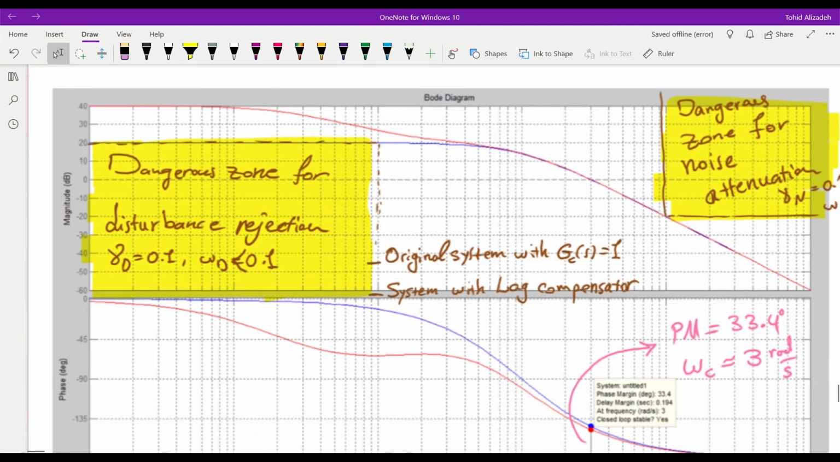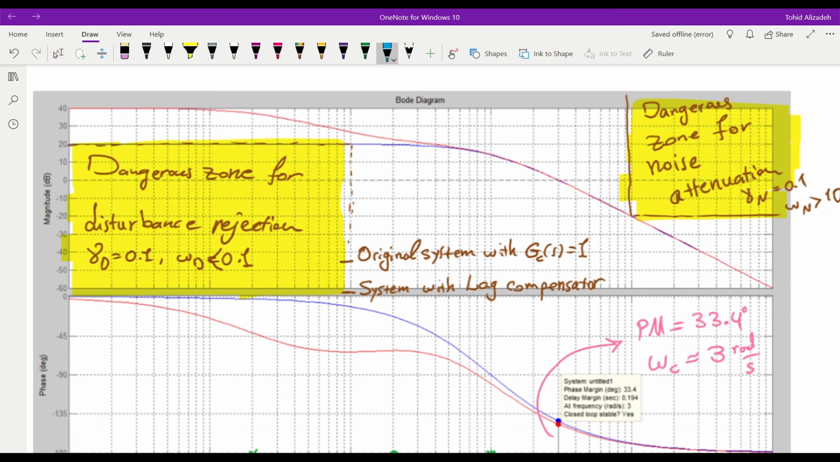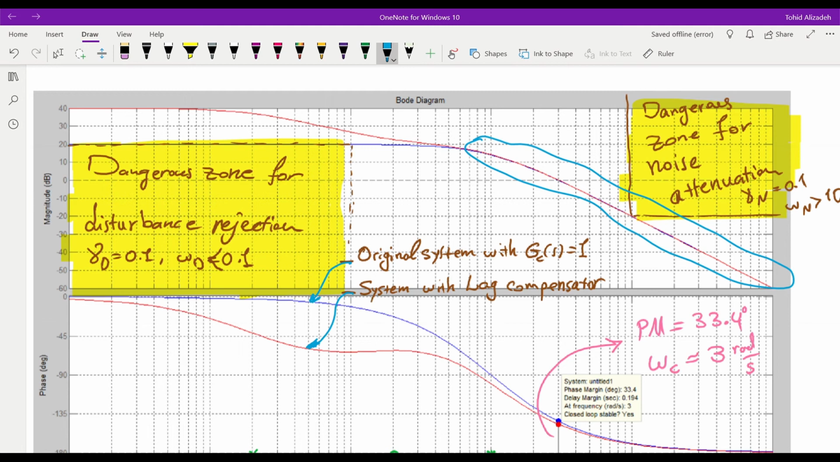Over here in this figure, you can see in blue the original system with GC of s equal to 1, and in red we have the system with the lag compensator. So it's this one. You can see that for the high frequency range, the amplitude remains almost the same. The crossover frequency remains the same, which is 3.